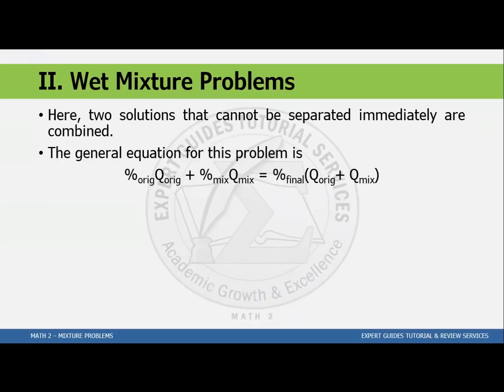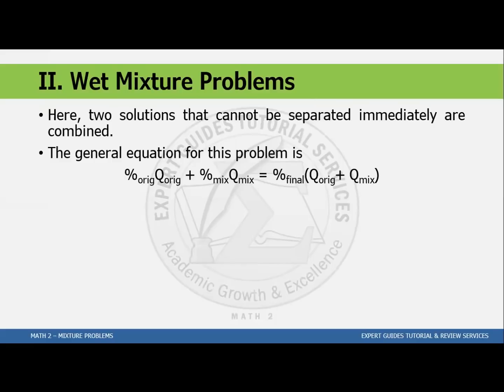When we talk about wet mixture problems, we are usually encountering substances that have a particular percent concentration. So the percentages here represent yung concentration ng element na nandun sa mixture na yun. So yung concentration ng original times quantity ng original added to the concentration in the one that is going to be mixed times yung quantity ng mixture na i-add mo is equal to the final concentration multiplied to the combined quantities of those previous containers.